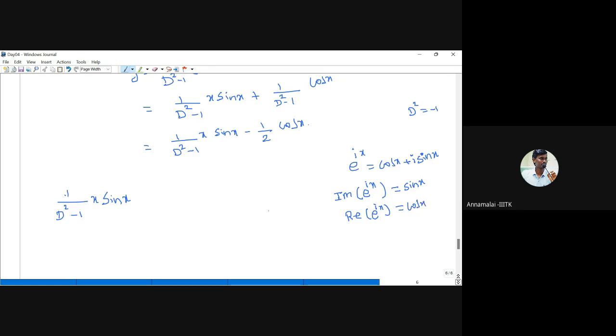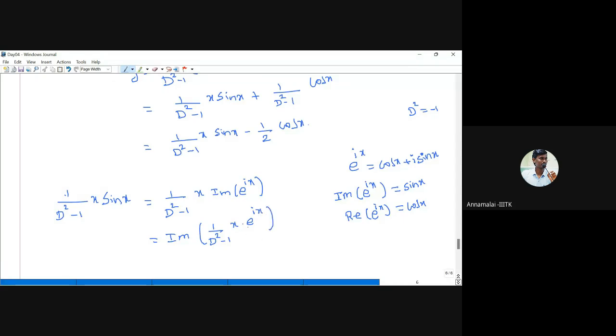Okay. Now, I can write this is equal to 1 by D square minus 1 of x into, instead of sin x, I am going to write the imaginary part of e power ix. Since x is just a real number, we can take the imaginary part outside. We take the whole function and then take the imaginary part. So 1 by D square minus 1 of x into e power ix.